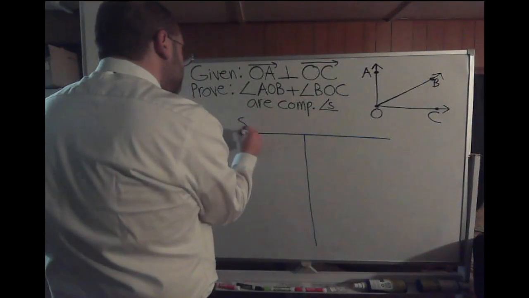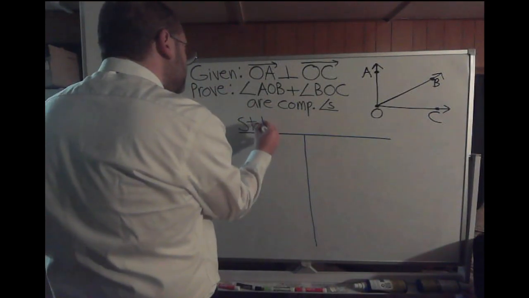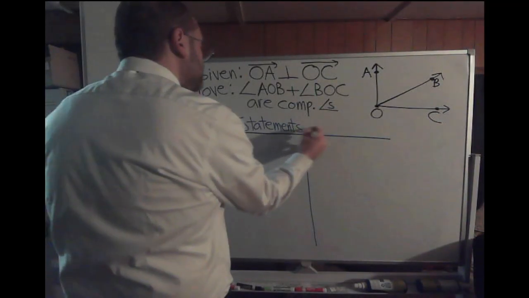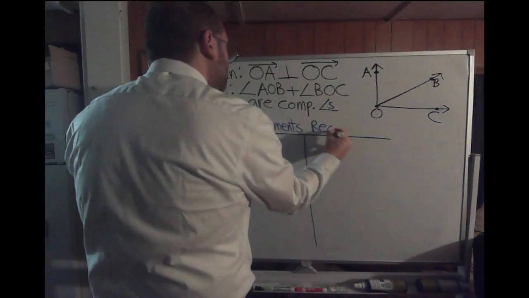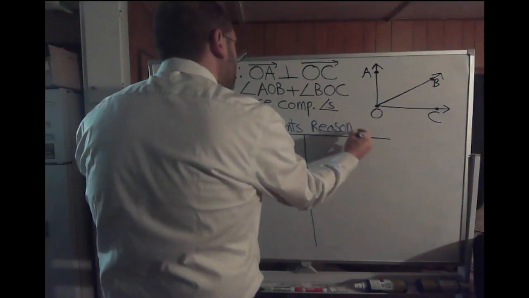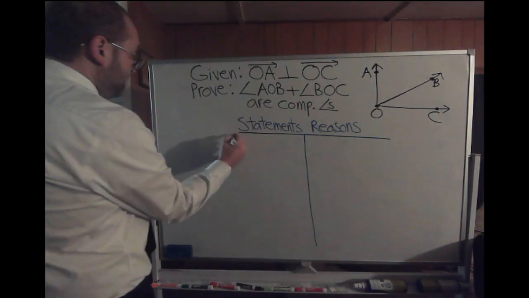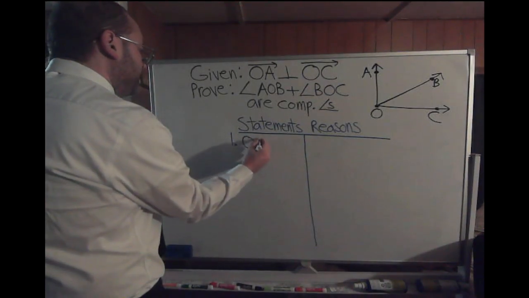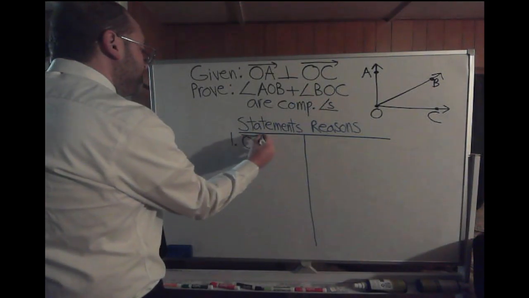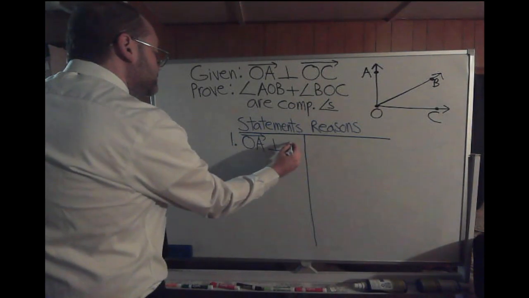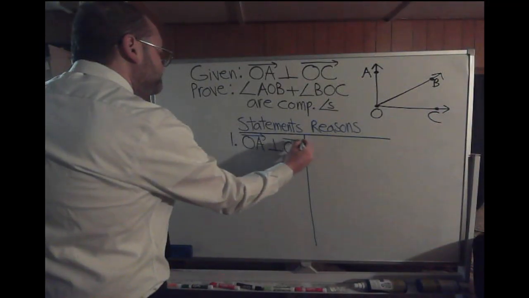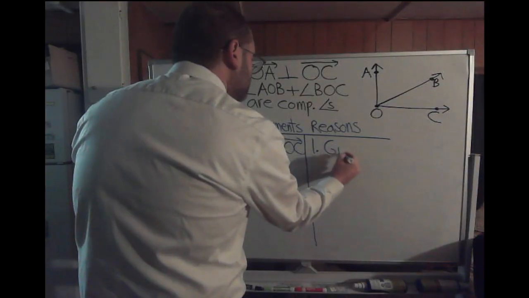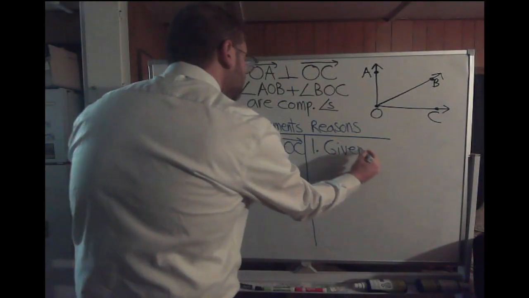Alright, so let's see, statements to the left, reasons to the right. Okay, so I'll start with the given information again for my first statement. That's going to be that ray OA is perpendicular to ray OC. We got that. The reason is the given information. So that was given to us.